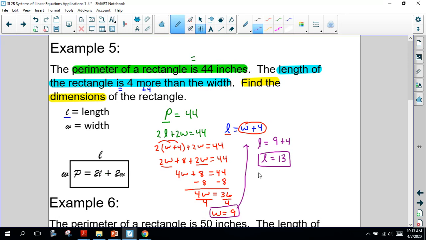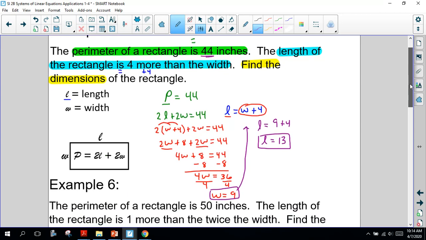You could add all the sides up and say, well, there's 2 lengths. Well, 13 plus 13 is 26. There's 2 widths, 9 plus 9 is 18. When you take the 26 plus the 18, those do add up to give you a perimeter of 44.